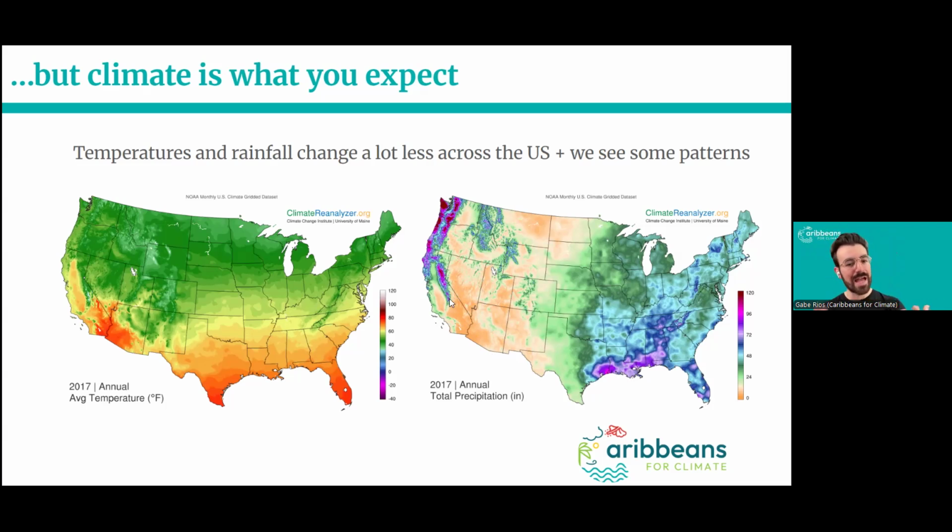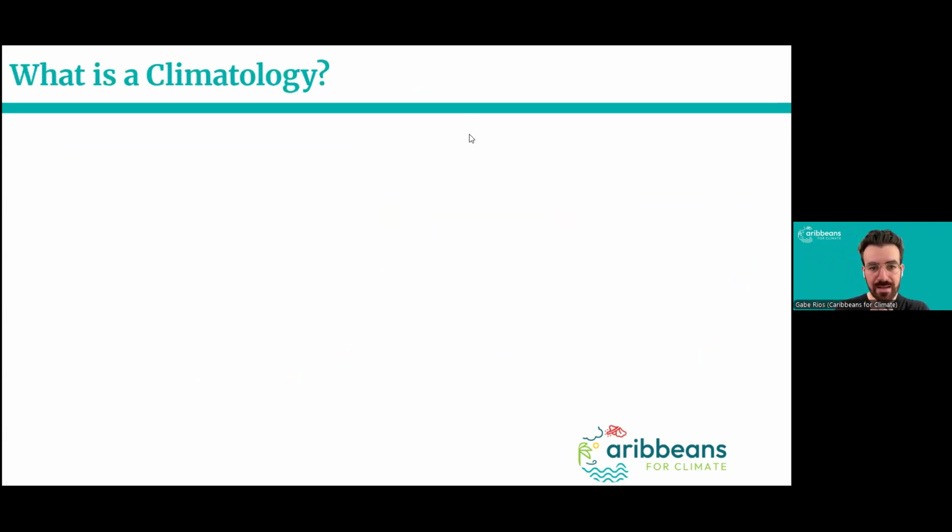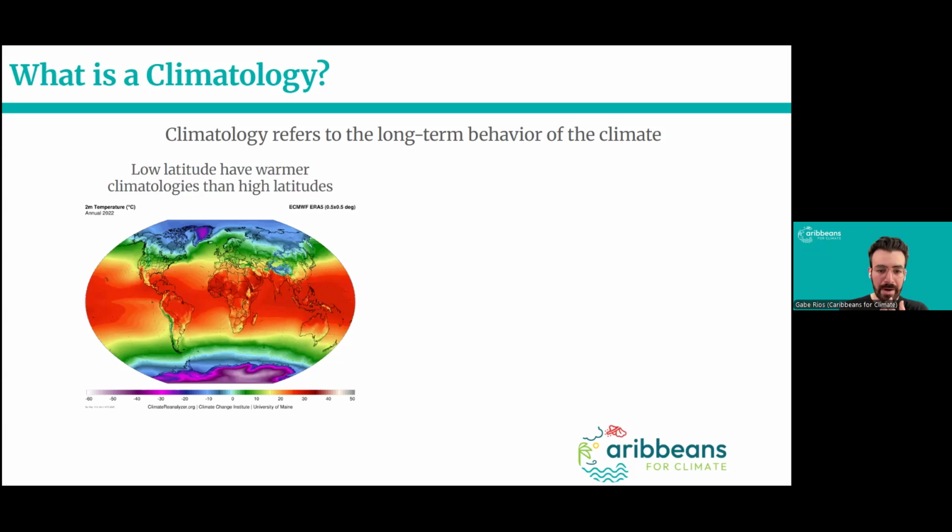So climate lets us take a look at long-term weather patterns and understand if a place is hotter, drier, cooler, wetter, and we can also learn about how climate changes with time, and we'll be talking about that later through these slides. So, like I referenced before, climatology refers to the long-term behavior of the climate. What I was showing before was plots from 1 year, but climate changes on a variety of time scales, right? We know that conditions change over the course of a year. That's what the seasons are. Things are hotter in the summer, colder in the winter.